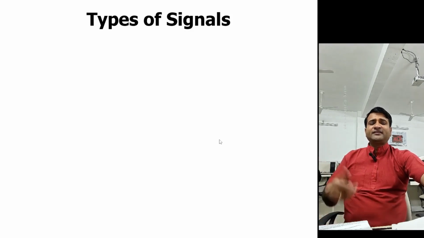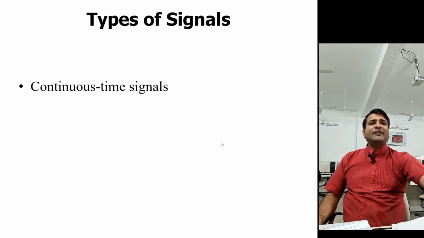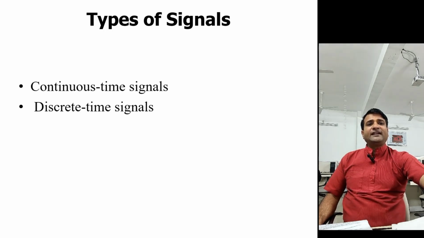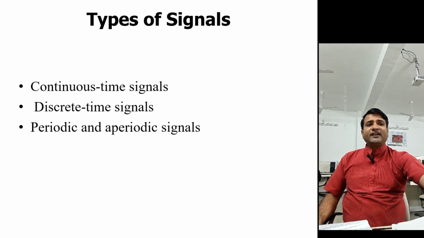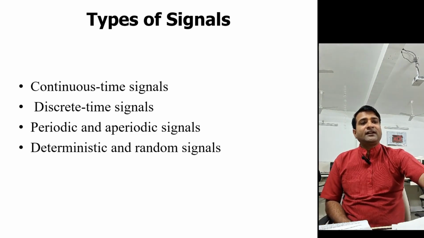Then we have the basics about signals. You will study the basic types of signals. You will also know continuous time signals, discrete time signals, periodic and aperiodic signals, also called non-periodic signals, and deterministic and random signals. These are the basic classes of signals.